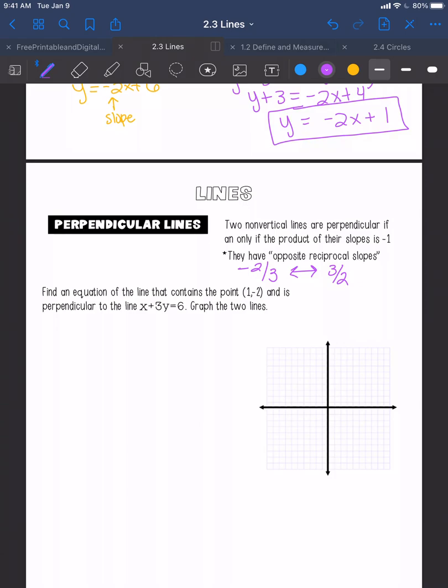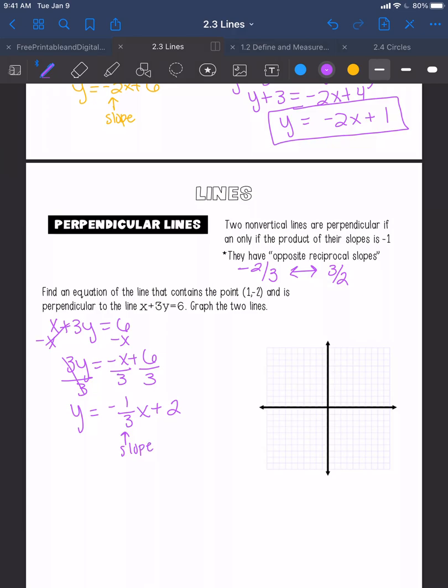So last example, find an equation of the line that contains the point (1, negative 2) and is perpendicular to x plus 3y equals 6. Graph the two lines. Okay, so first I'm going to take this x plus 3y equals 6 and write it as y equals mx plus b. So 3y equals negative x plus 6. Divide everything by 3. Y equals negative 1/3 x plus 2. So the slope of this line is negative 1/3. But our line is perpendicular to that. So we need to use the opposite reciprocal, which would be positive 3.